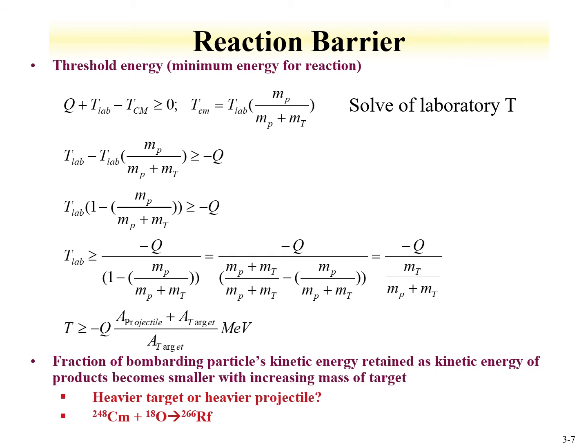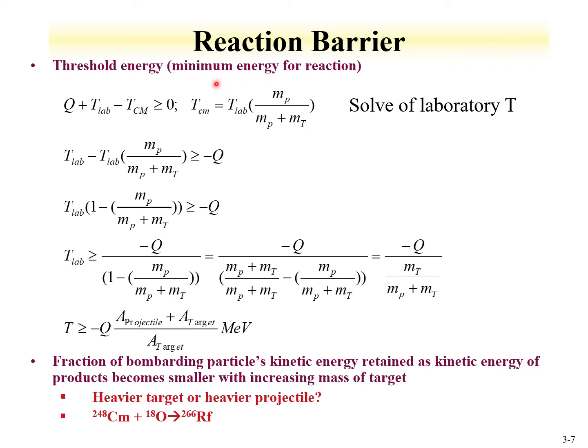The equations we just evaluated can be used to determine a threshold energy for a reaction, so the minimum energy that's necessary for the reaction to occur. We have this relationship where the Q value plus the kinetic energy of the lab minus the kinetic energy of the center of mass has to be greater than or equal to 0.